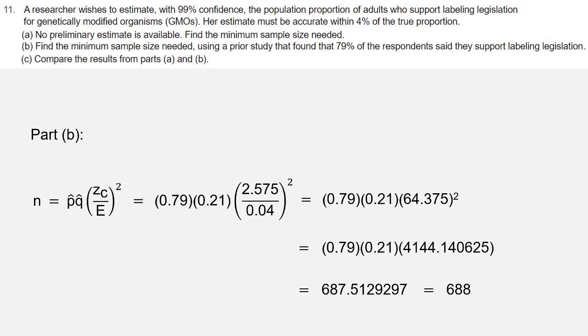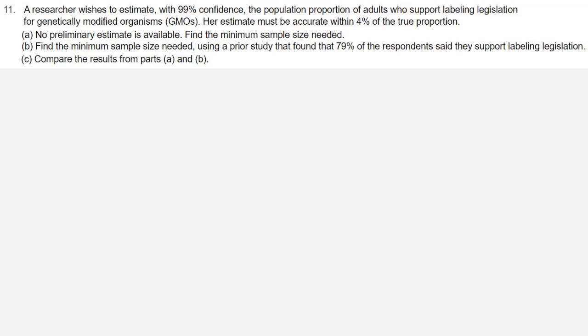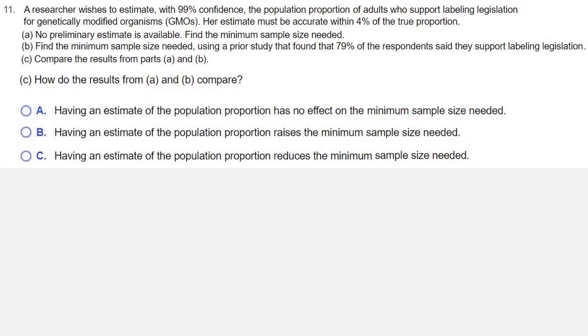So now we're supposed to compare the results from part A and part B. Clearly, the minimum sample size found in part A was larger than the minimum sample size found in part B. And that's always the case. When you have a preliminary estimate, your sample size will be smaller than if you don't have a preliminary estimate. So the correct choice here is answer C. Having an estimate of the population proportion reduces the minimum sample size needed. And that's your answer.